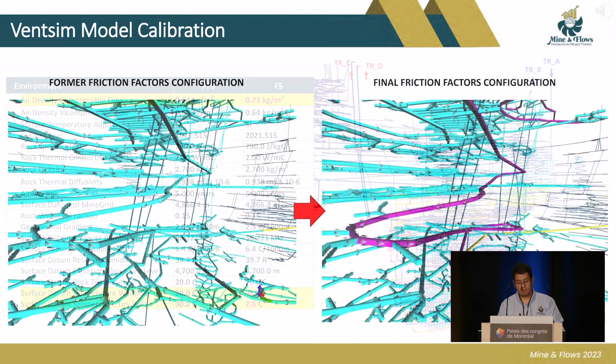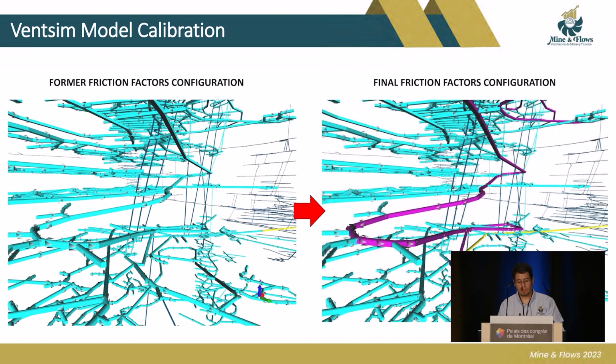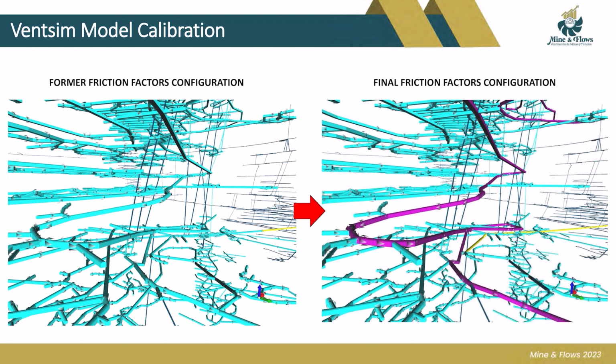The color legend tool in Ventsim is convenient when we need to differentiate the characteristic parameters of the airways, especially in big models where we group airways based on certain parameters. So we can easily identify, for example, the different friction factors assigned to each airway and evaluate if the airway configuration was correctly done.